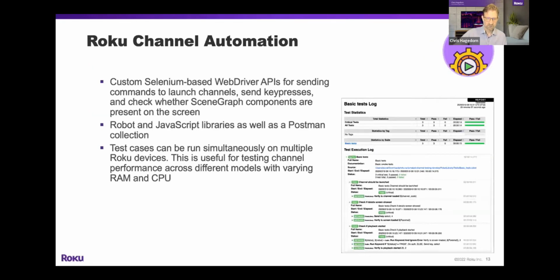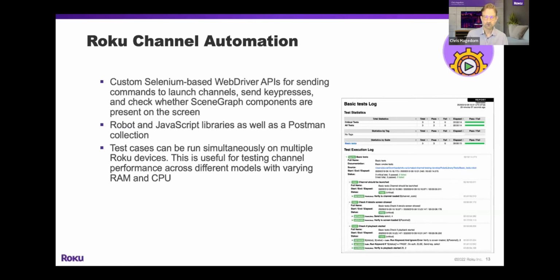And then similar to that is the Roku channel automation system. This is more for testing UX, whereas the unit test framework is kind of for testing code paths and function return values. The automation tool is more for UX. So this is a custom Selenium driver that, again, tool running on the PC, channel running on the device, will launch your channel, and it gives you a way to test whether or not certain SceneGraph components exist at any point in time. So you can write your tests in Robot or JavaScript. Internally, we tend to use Robot.